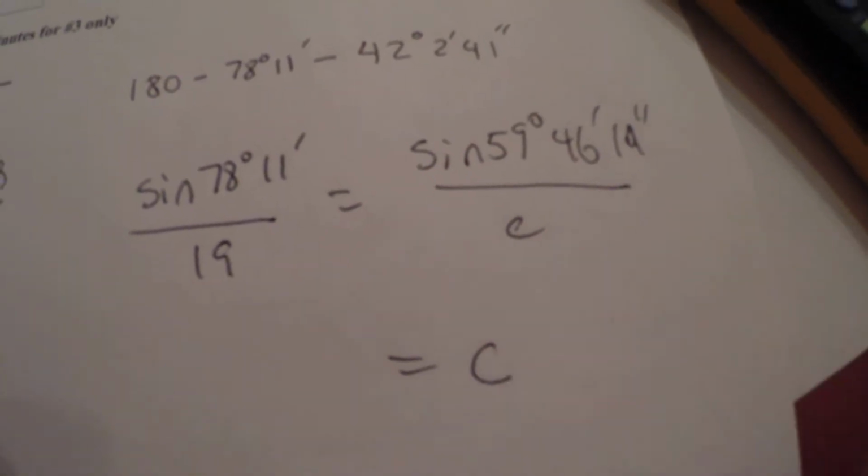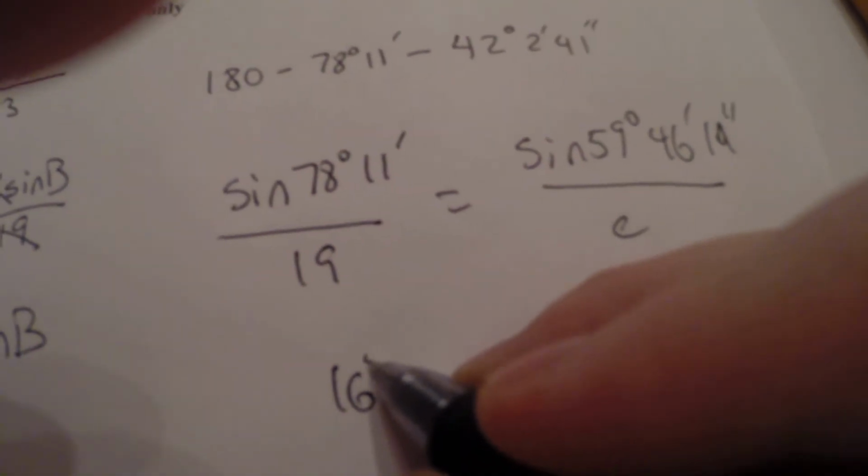Since we're close to the end, let's finish it off. We're going to do the law of sines, using the original 78 degrees 11 minutes. Sine 78 degrees 11 minutes over 19 equals sine 59 degrees 46 minutes 19 seconds over C. Go ahead, cross multiply and divide. If you do this correctly, you get 19 times sine second answer, divided by sine 78 degrees 11 minutes, and the answer becomes, using DMS, 16 degrees 46 minutes.